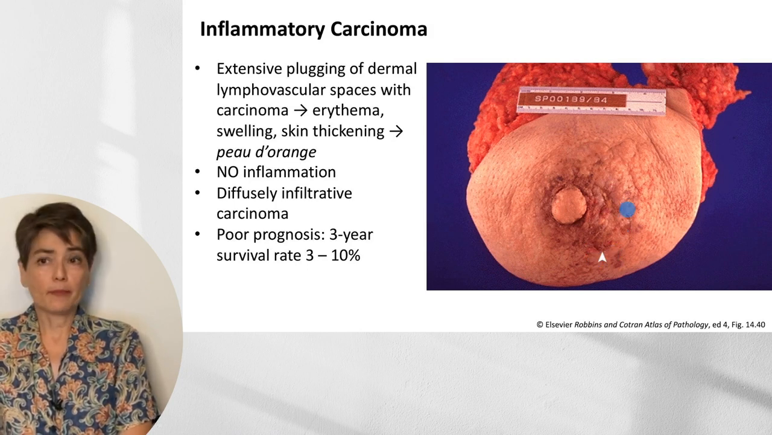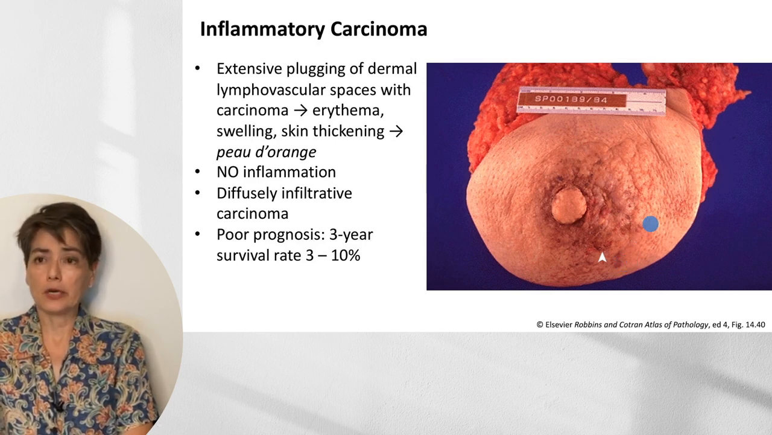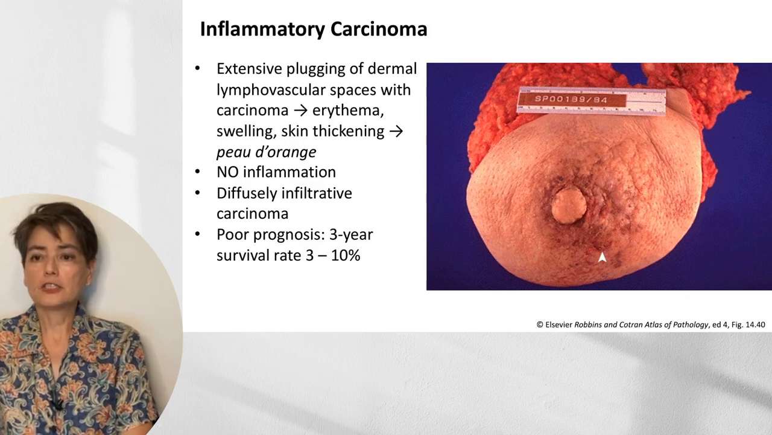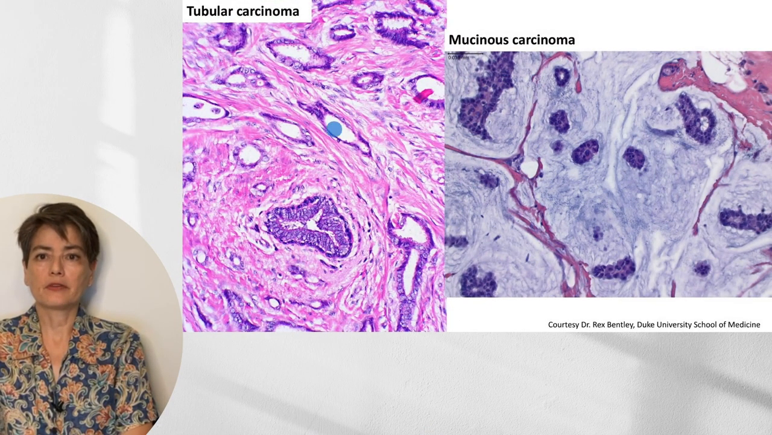Now, there is no inflammation that we see here, and inflammatory carcinoma tends to be associated with diffusely infiltrative carcinoma. And because of that diffuse infiltration, as well as a frequent delay in diagnosis, because it's thought that this may represent an infection, some cellulitis, this particular type of carcinoma tends to have a poor prognosis with a 3-year survival rate of only 3 to 10%. Let's just touch briefly on the morphologic appearance of our tubular carcinoma, just so you can say that you've seen it.